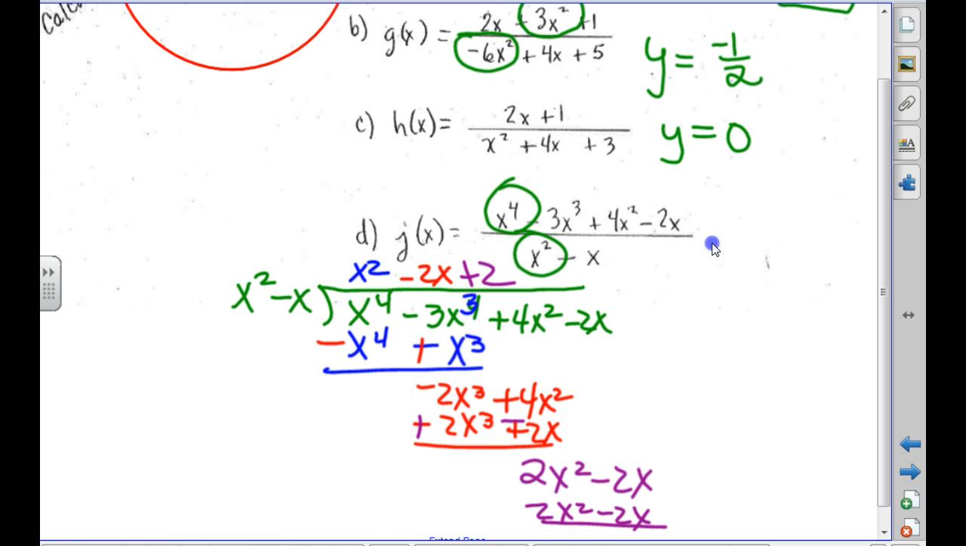And it actually has no remainder. The end behavior is exactly x squared minus 2x plus 2. If it has a remainder, you just get to ignore it anyway. It's not part of your end behavior equation.